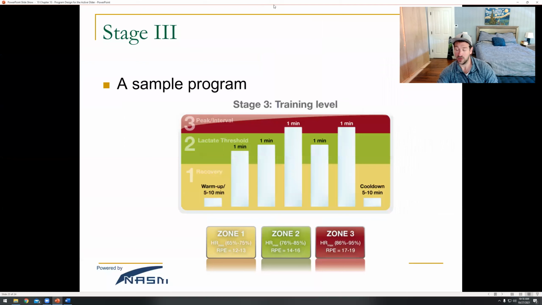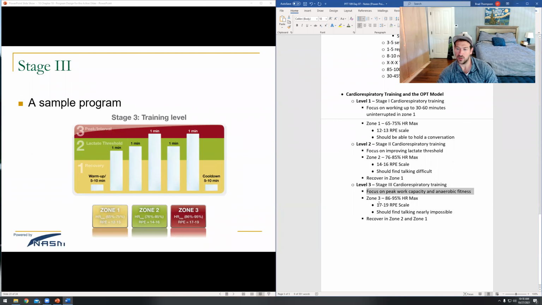Otherwise, it wouldn't be zone 3. So they might do maybe 1 or 2 minutes in zone 2. I usually consider this to be like 76 here, and then 86 here, and then here's like 90% here. And then they kind of alternate back and forth. And that's sort of our stage 3 approach, right? 86 to 95%. It's a 17 to 19 on the RPE scale. Talking should be nearly impossible when you're in this red zone.